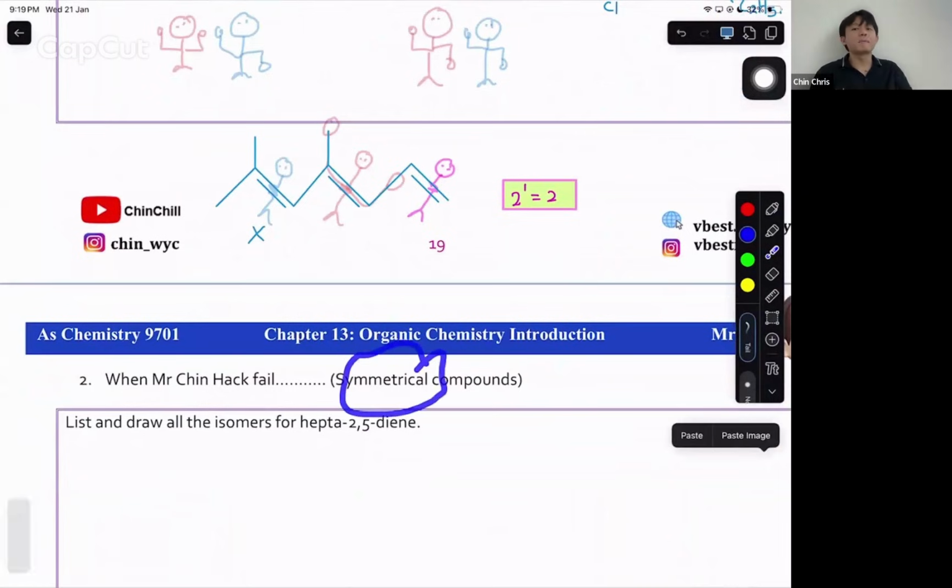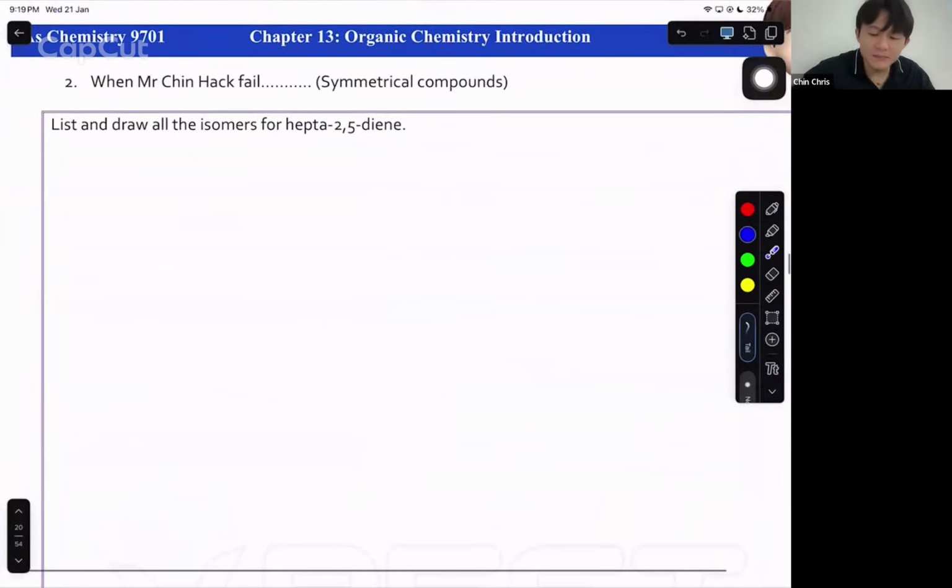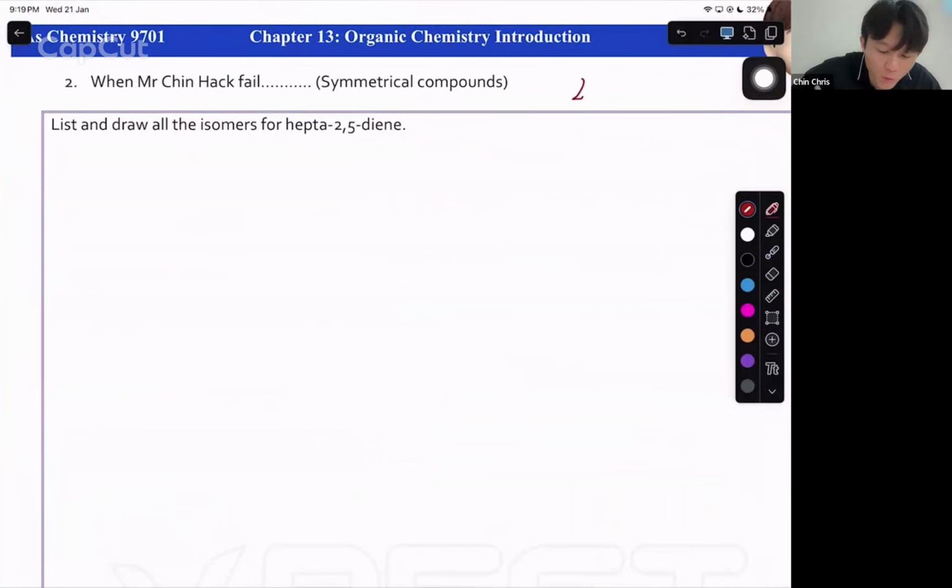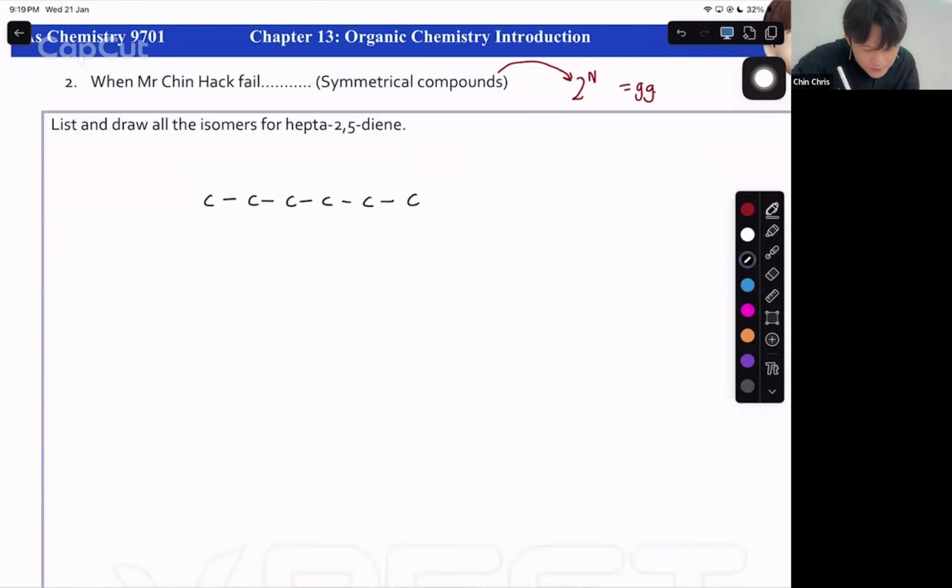Okay, guys, this method fails when you have a symmetrical molecule. Symmetrical molecule, you cannot use 2 to the power of n anymore. If it's symmetrical, 2 to the power of n will get you a wrong answer. Let me tell you why. You need to understand the concept behind. Guys, let's draw hepta-2,5-diene. Let's go. Hepta-2,5-diene. 1, 2, 3, 4, 5, 6, 7.